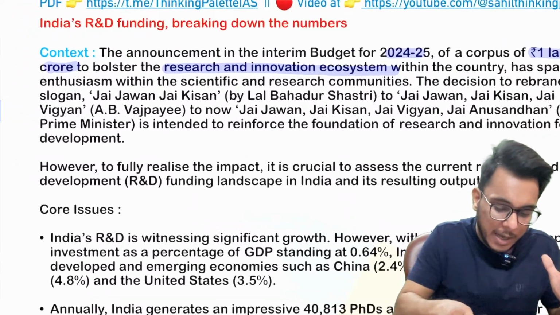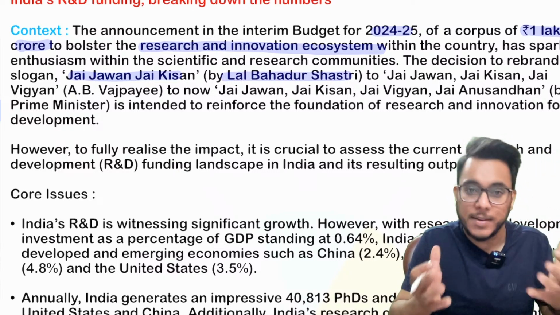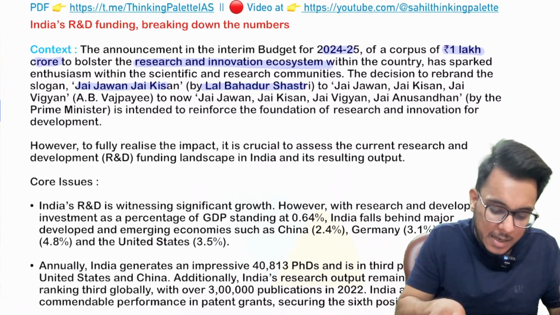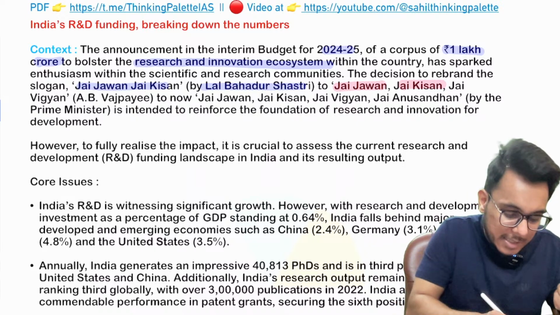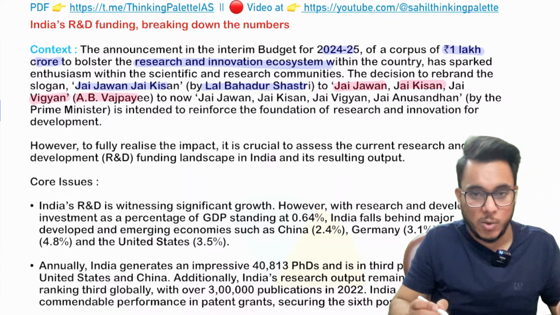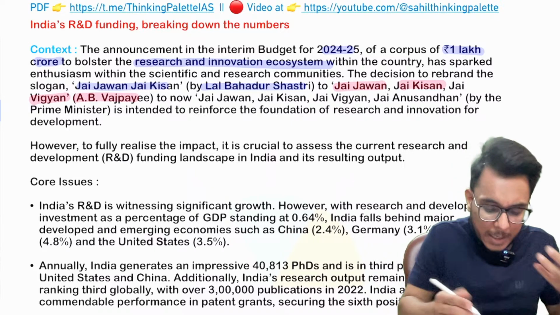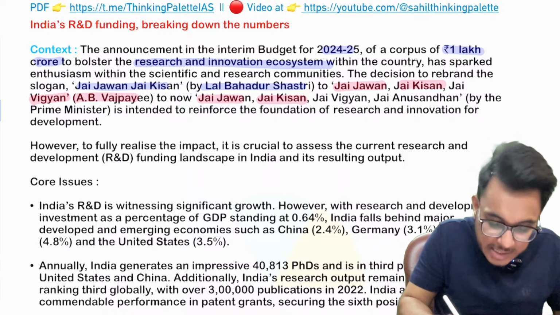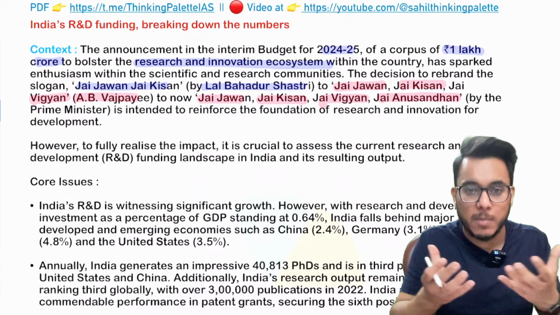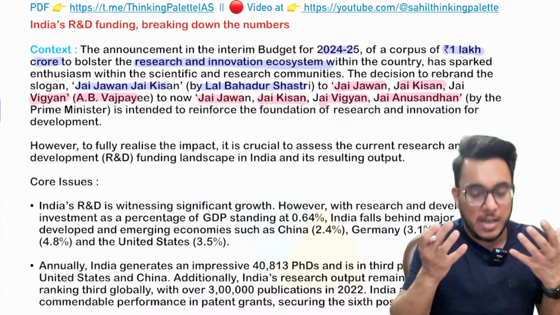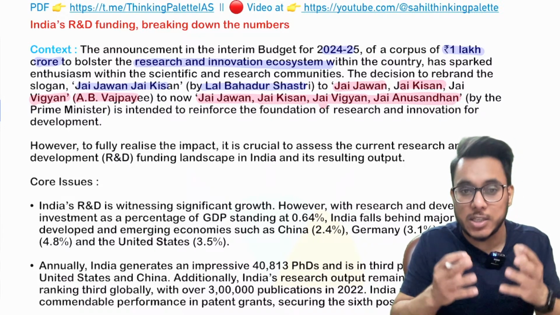Now you might already know the iconic slogan Jai Jawan Jai Kisan, given by Lal Bahadur Shastri ji. So Jai Jawan Jai Kisan, fine, was given by Lal Bahadur Shastri ji. Now Jai Jawan Jai Kisan got modified into Jai Jawan Jai Kisan, Jai Vigyan by Atal Bihari Vajpayee ji. Okay, so Jai Jawan, hail the soldier, hail the farmer, and hail science. Fine. And then it became Jai Jawan, Jai Kisan, Jai Vigyan, Jai Anusandhan. Anusandhan means research. Okay, so we hail soldier, farmer, science. And the present Prime Minister has given this call of Jai Jawan, Jai Kisan, Jai Vigyan and Jai Anusandhan. So it focuses on increasing research and development.